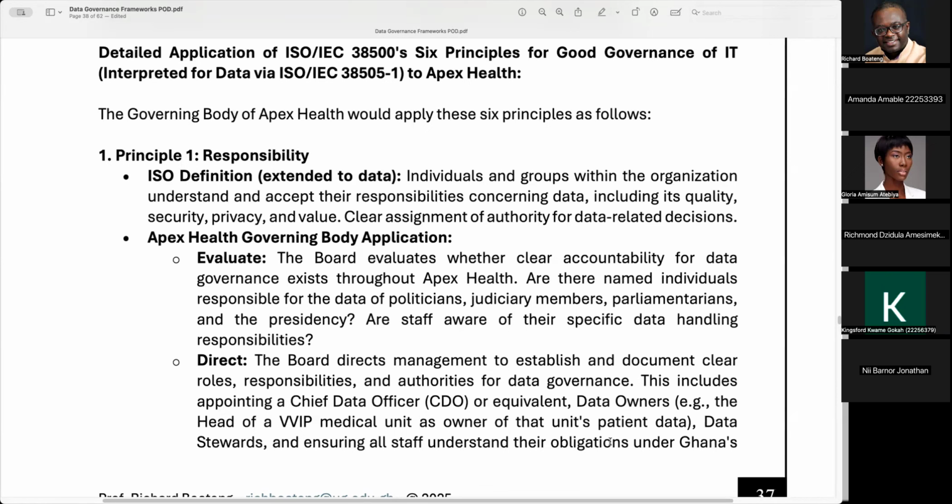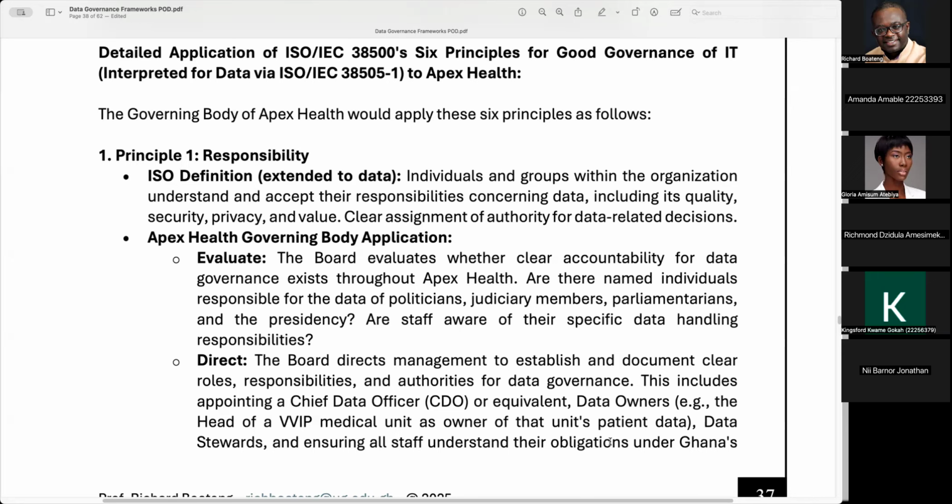Do people understand their roles regarding data? They must then direct management to establish and document these roles clearly. Example, formally appointing a CDO or head of data governance, ensuring data owners and stewards are designated, ensure all staff are made aware of their obligations under Act 843 and internal policies, and critically, the board itself must formally accept ultimate accountability for data governance outcomes.